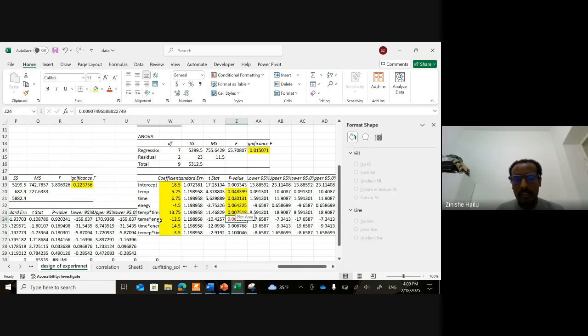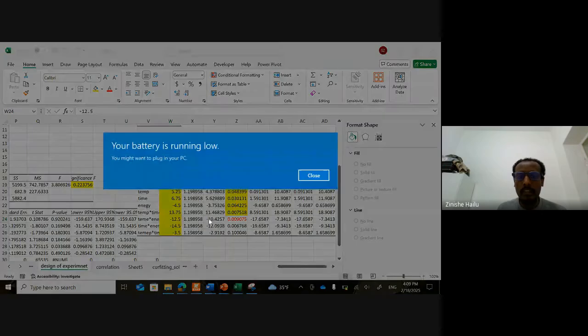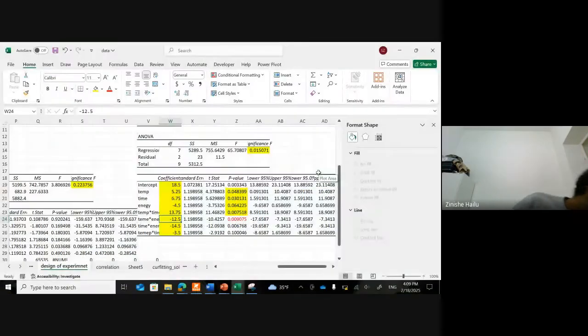It decreases the yield. So we have to focus on optimizing the temperature and the energy consumption, because the coefficient has a minus sign. We have to be conscious of these parameters and optimize them. They are significant, but in an inverse, negative way.